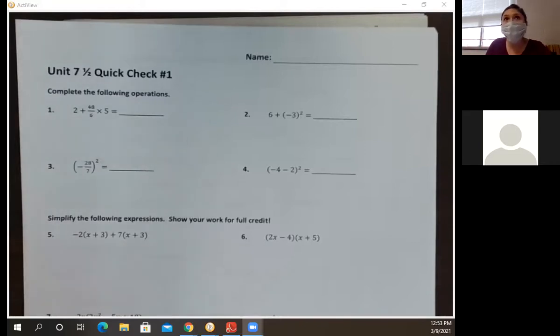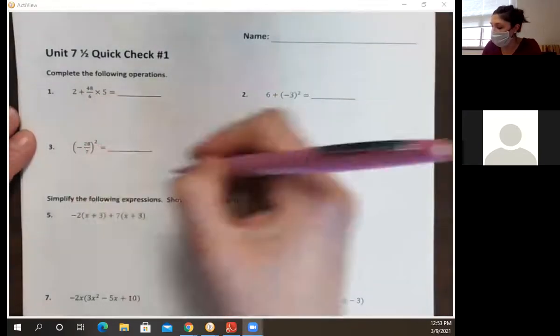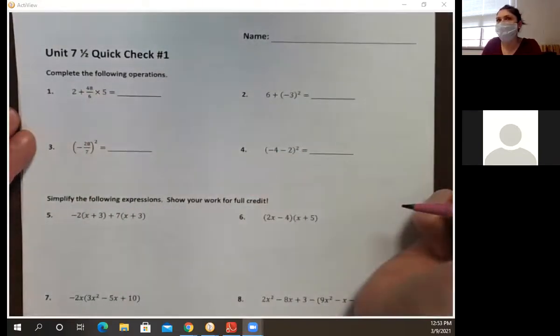In order to do that, I wanted to do a little refresh on things like order of operations and distribution. Those are some skills that we're going to need. So if we take a look at our page of practice problems, the top section are all order of operations questions. As we're looking at being able to simplify, I want you to keep in mind order of operations.